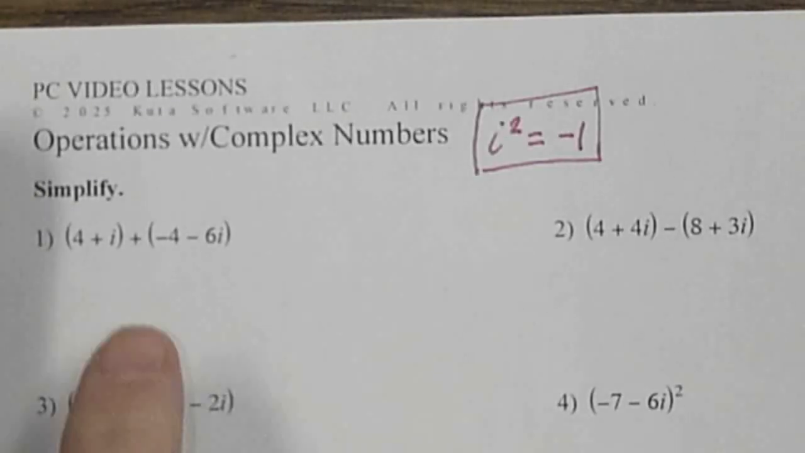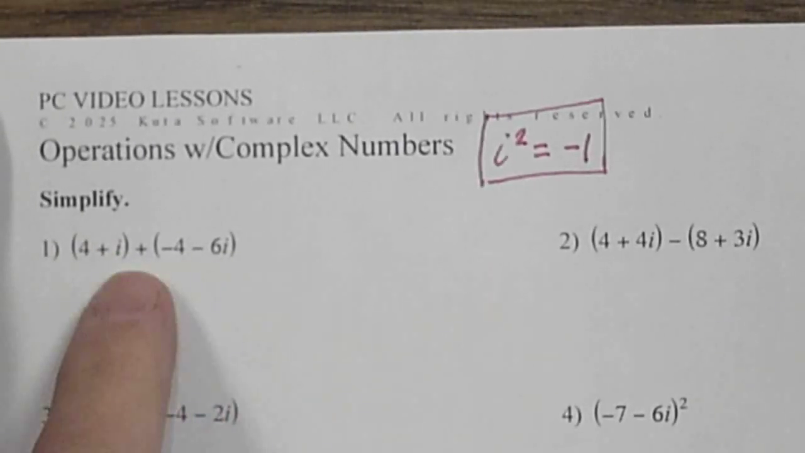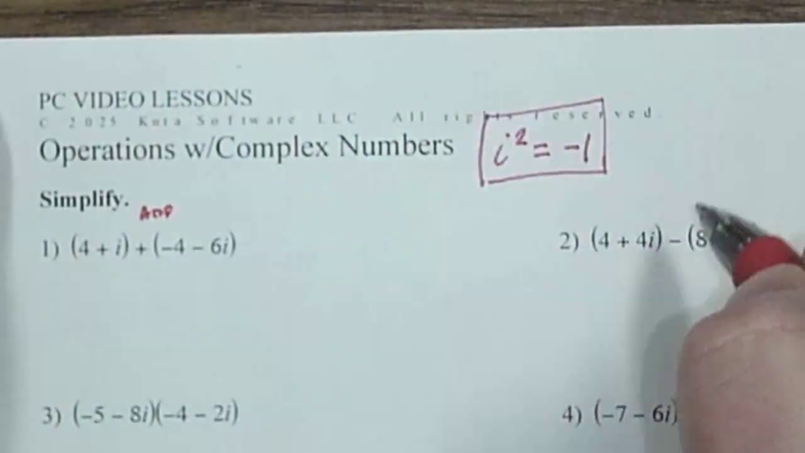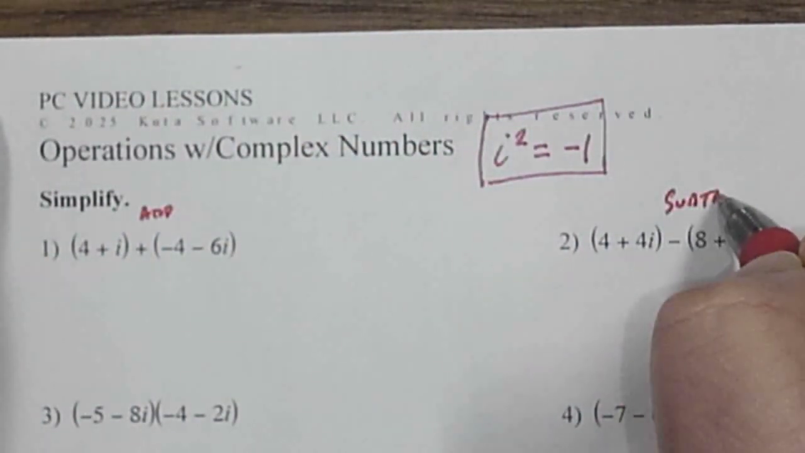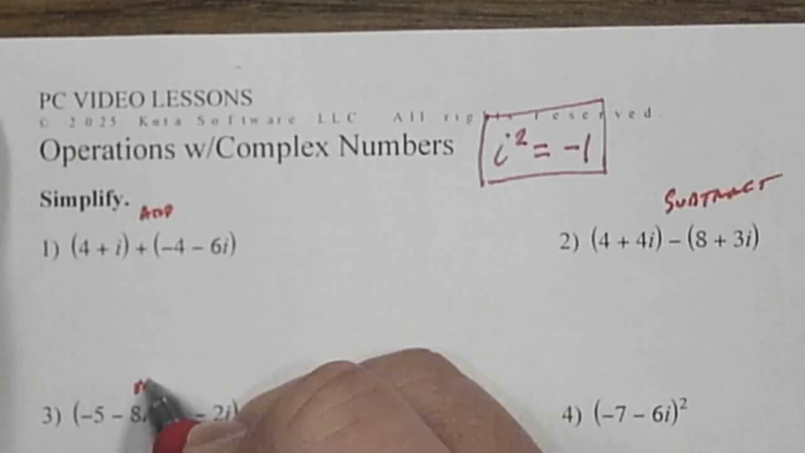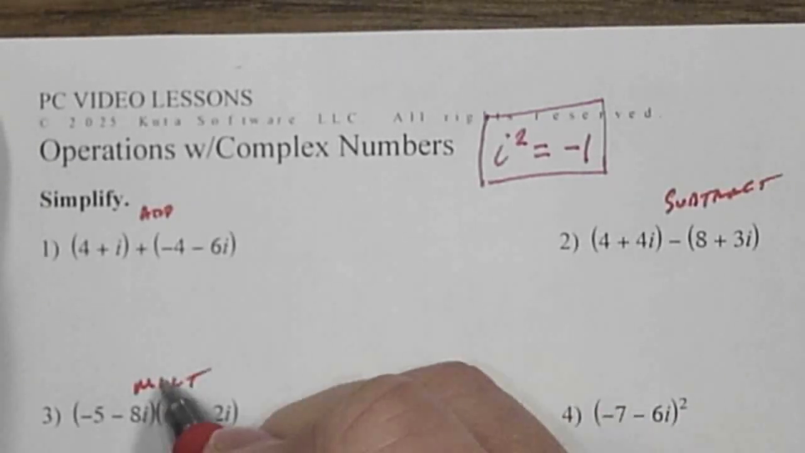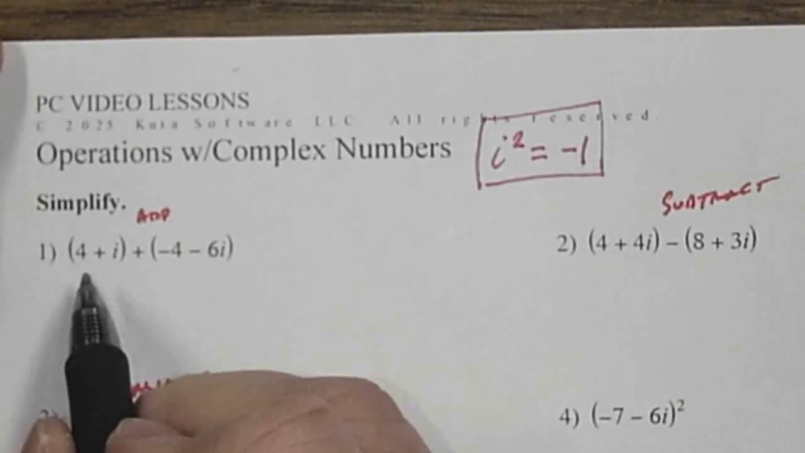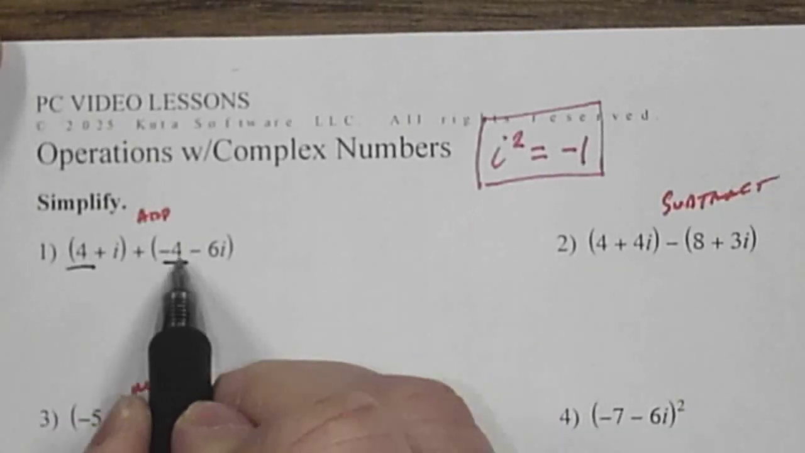Okay? Now, simplifying these different things, we have addition, we have subtraction, and then we have some multiplication, and then we have some division. Okay, so we have a few different things going on. First, the addition one. If it's addition, I'm not too worried about addition. We just combine like terms.